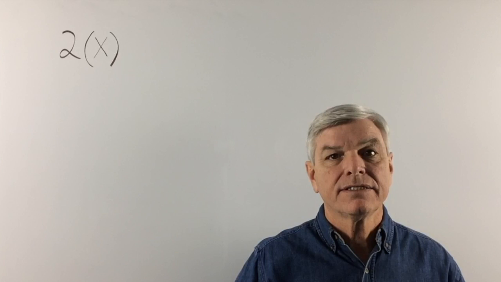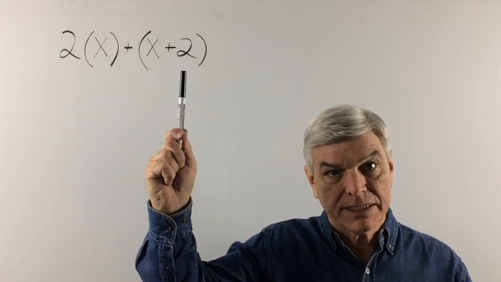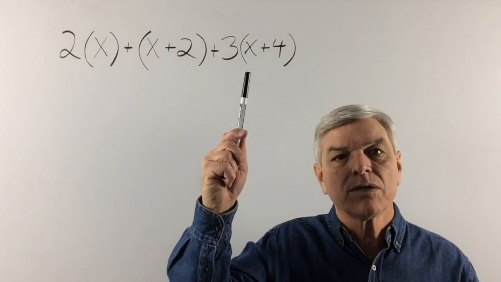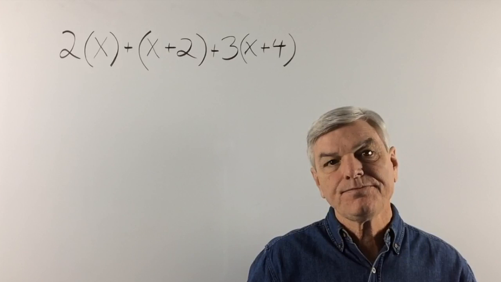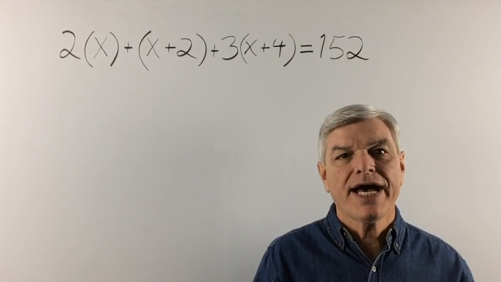Okay, so we have three consecutive odd integers, which is x, x plus 2, and x plus 4. And the first one is x, and it said twice x, so that'd be 2 times x. It said the sum, so we're going to add these. And the next one we're going to add is the second one. The second odd integer is x plus 2. The next integer we're going to add is the third one, which is x plus 4. And it said 3 times the third one. And it said the sum of these is equal to 152, and that is our equation.